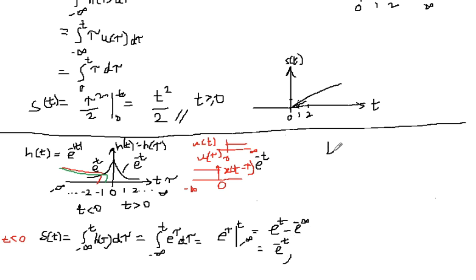Similarly, for t greater than 0, we need to solve it. When t is greater than 0, s of t is given by what? Our s of t is equal to the integration from minus infinity to t. Now t is greater than, or it may be equal to 0. When t is greater than or equal to 0, it is the same equation: h of tau d tau.